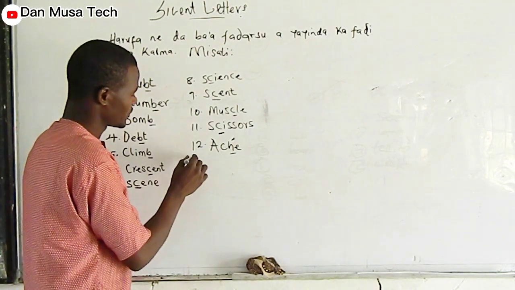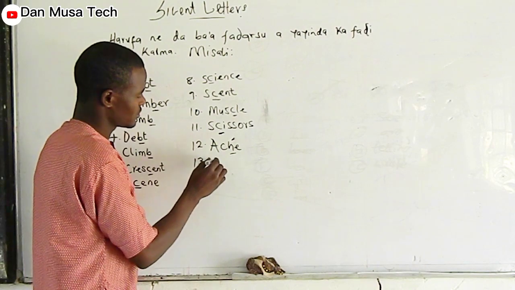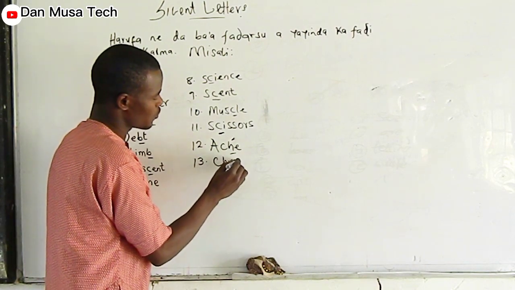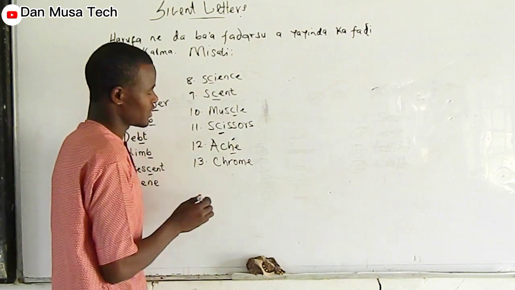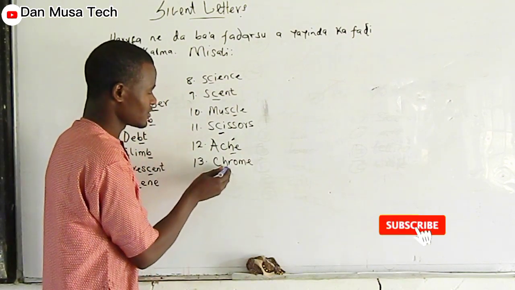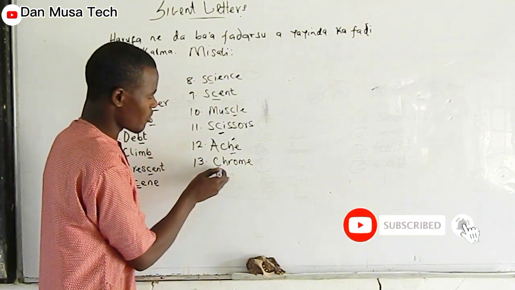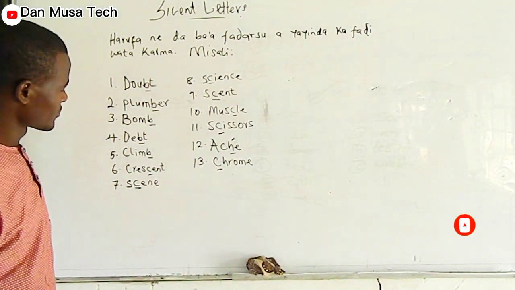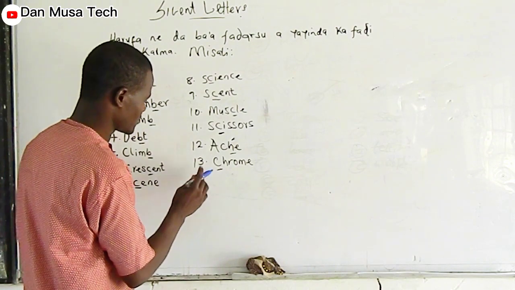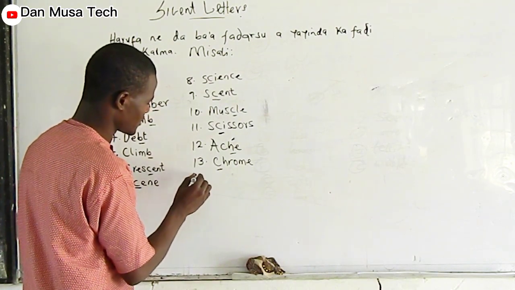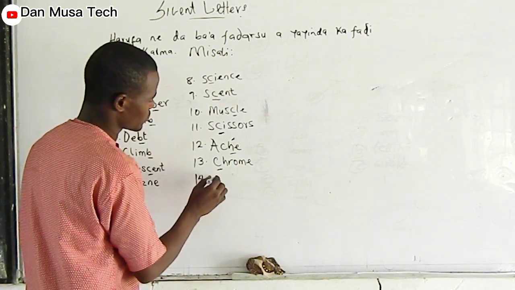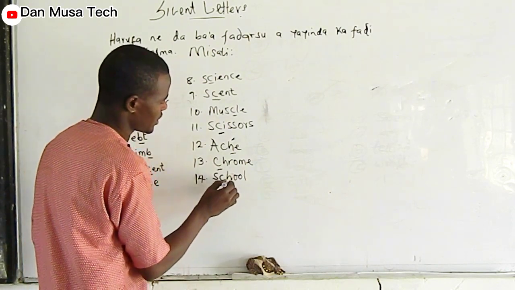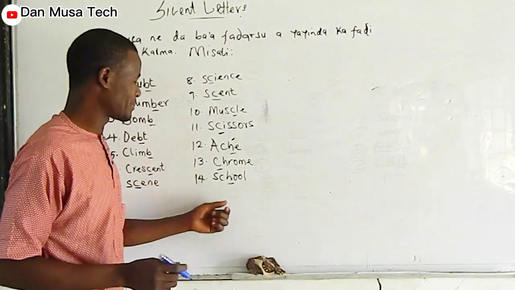C-H-R-O-M-E. Chrome, which is a browser. So the H there is silent. And again silent. Then we have school. The H there is silent. School. Number 14. So when I want to say school, I just say school.